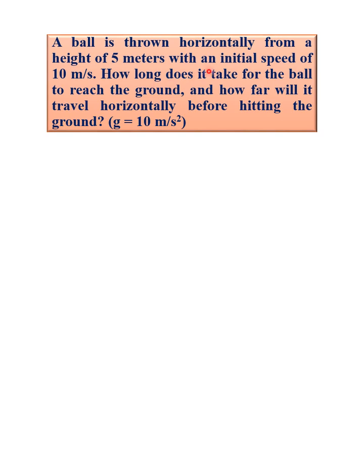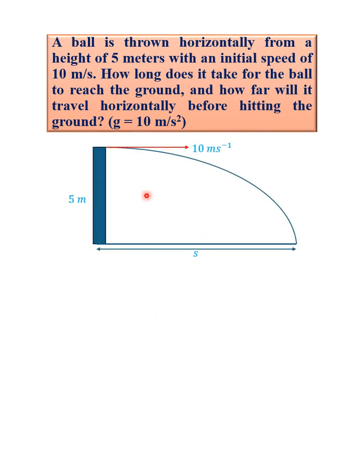So this question can be summarized in this figure here. It says a ball is thrown horizontally from a height of 5 meters. This is the height, 5 meters. The ball was thrown horizontally from this height with an initial speed of 10 meters per second, meaning the initial speed, the horizontal speed, is 10 meters per second.